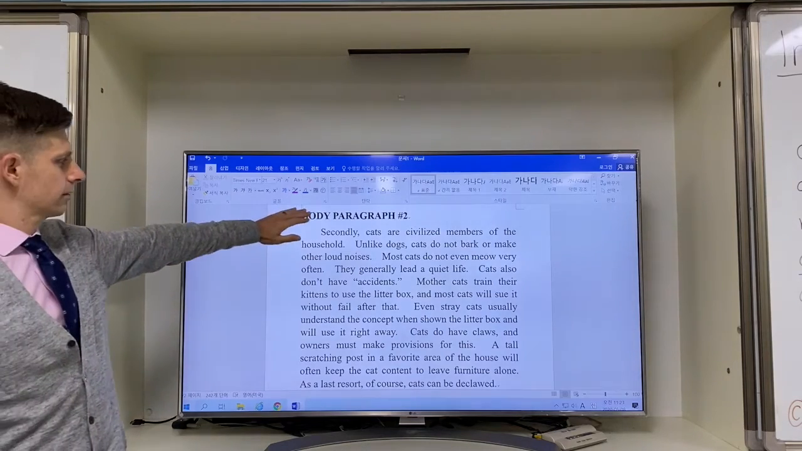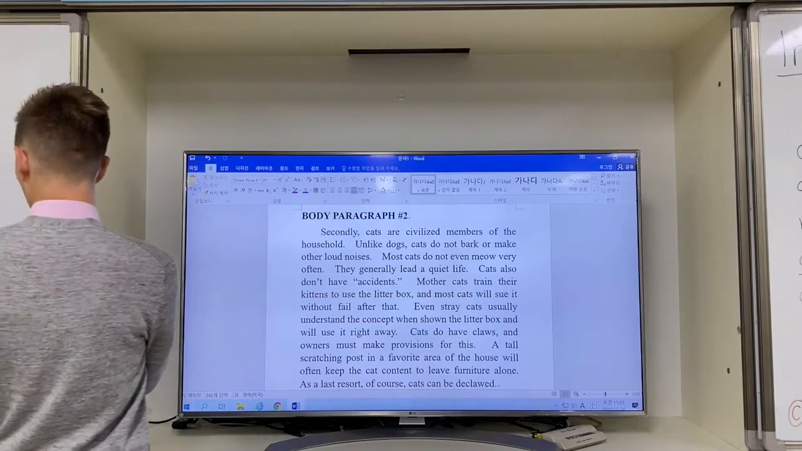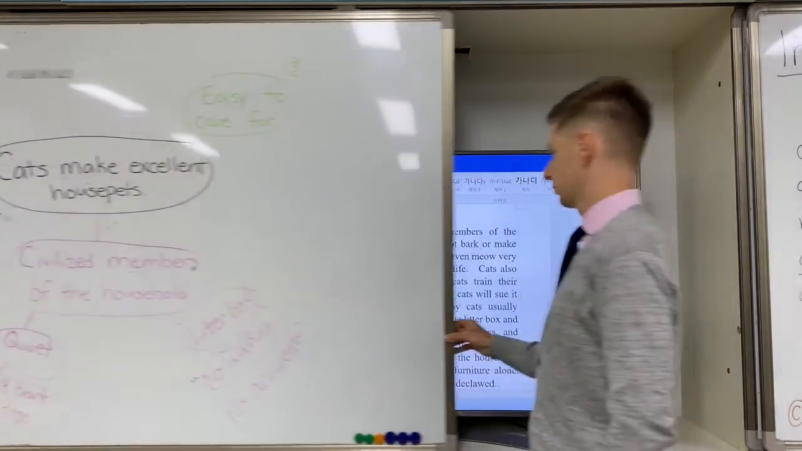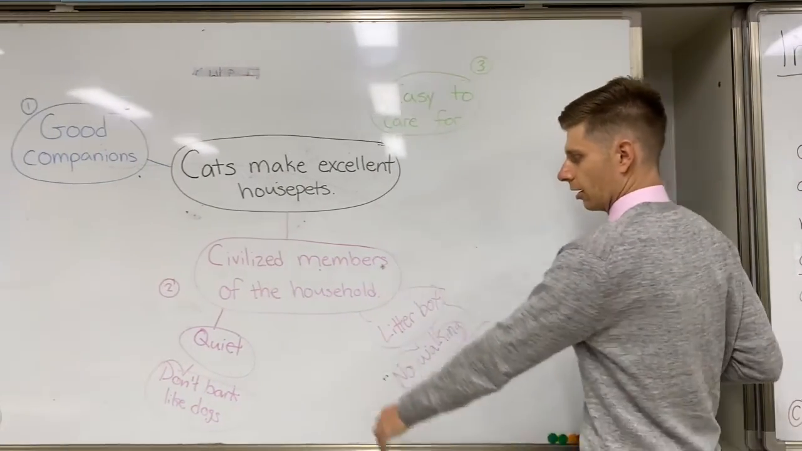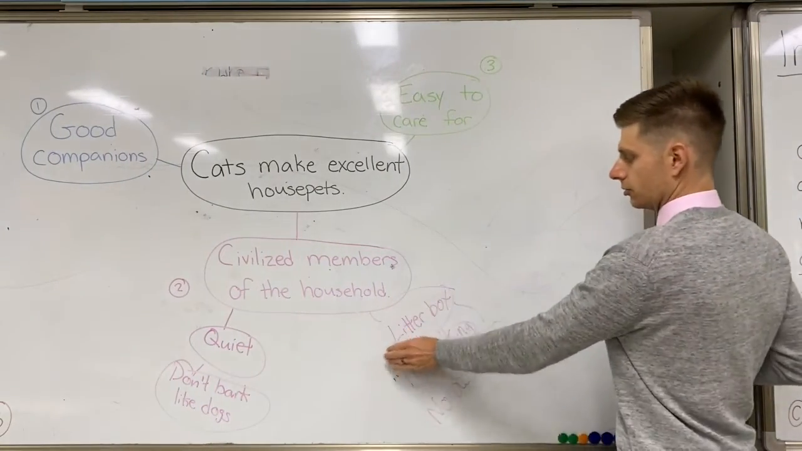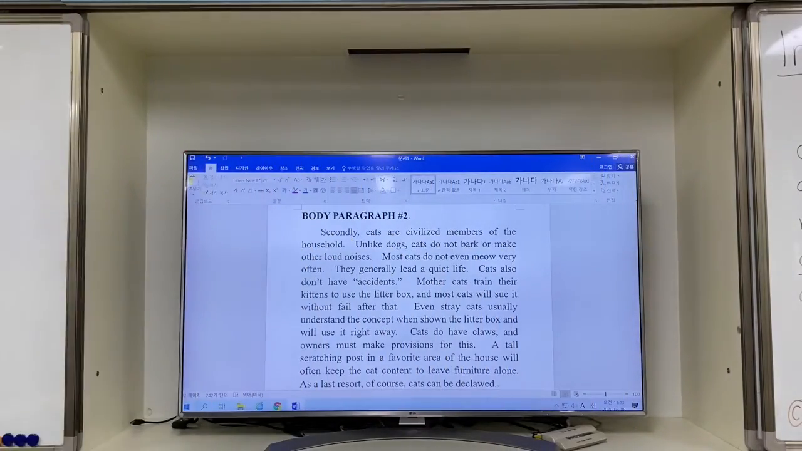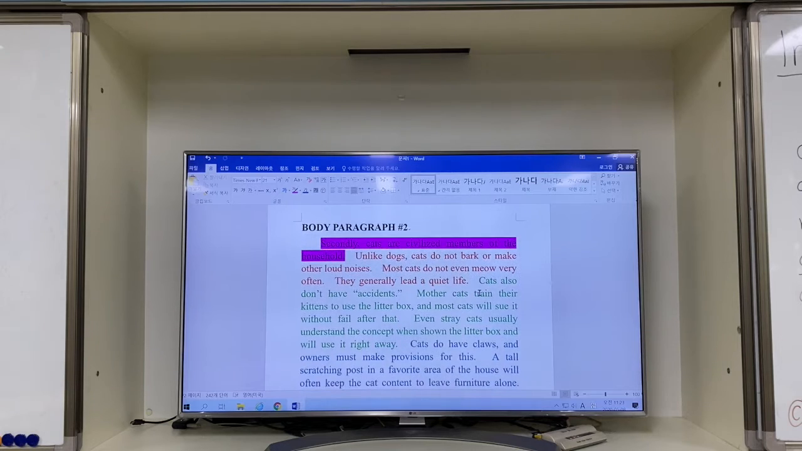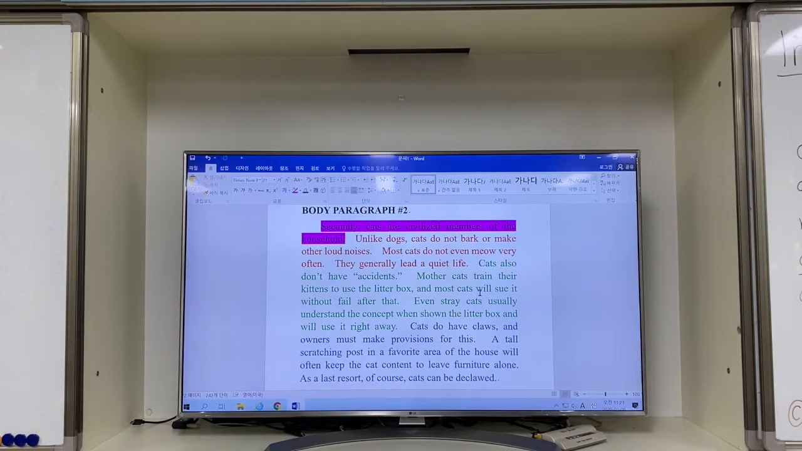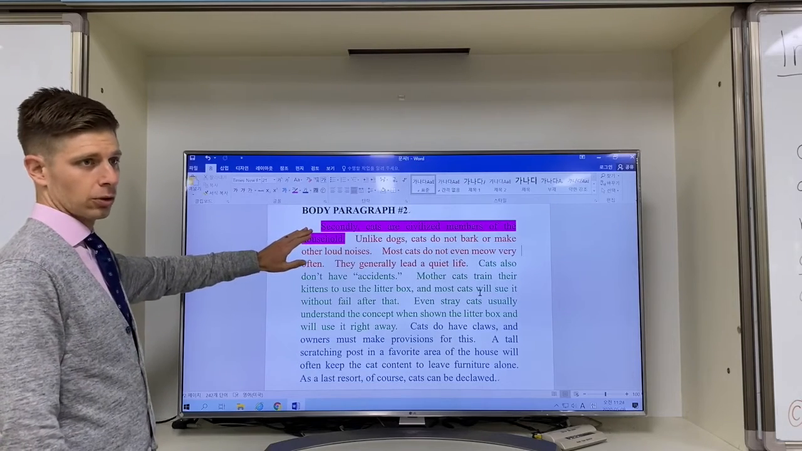So, as we can see, we start with our topic sentence, which is argument number 2, civilized members of the house. They are quiet, and they use the litter box, right? So we talk about both of those in here. So if I highlight them, this is what we can see. The topic sentence is, cats are civilized members of the household.